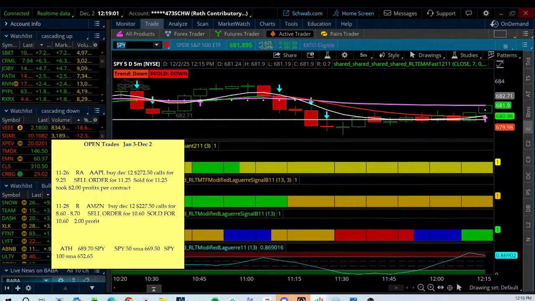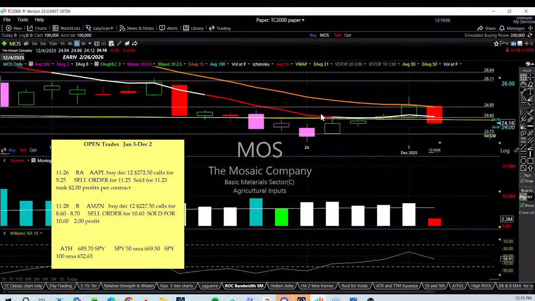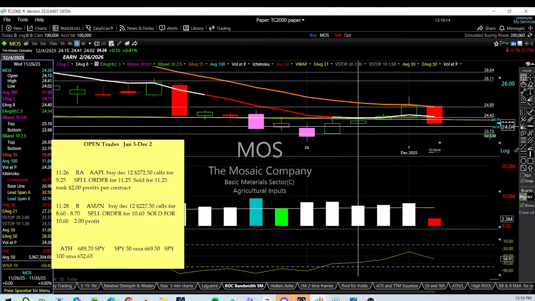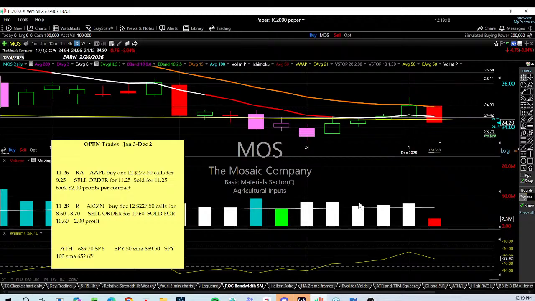Here's your Mosaic chart right here. What it gets for support down here, 2370. You can even make a case that there's some support right there as well. It's a high volume, but not extremely high volume.